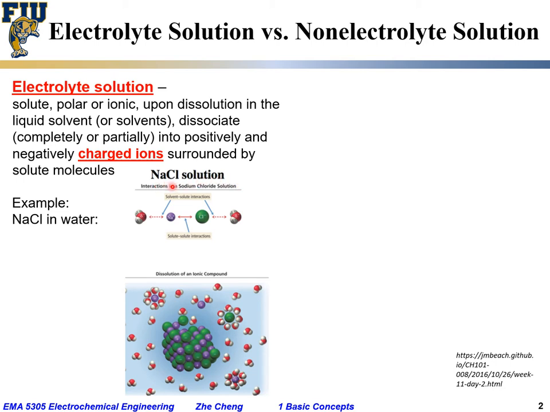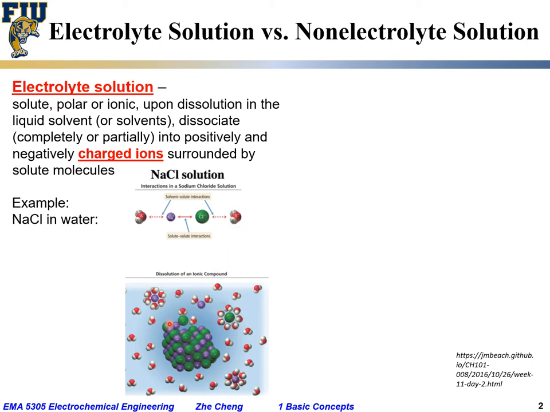Sodium chloride is a typical salt, and it is an ionic compound, with positively charged sodium ion and negatively charged chlorine ion. And the water molecules are polar. The oxygen part would selectively be attracted to the positively charged sodium ion, while the negatively charged chlorine ion would attach to the hydrogen side of a water molecule.